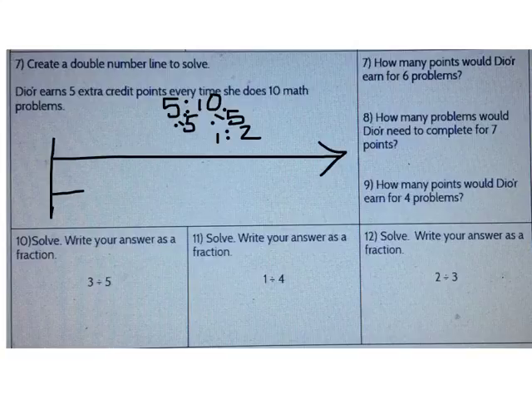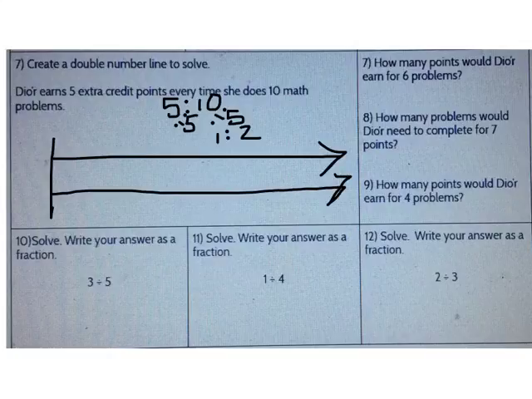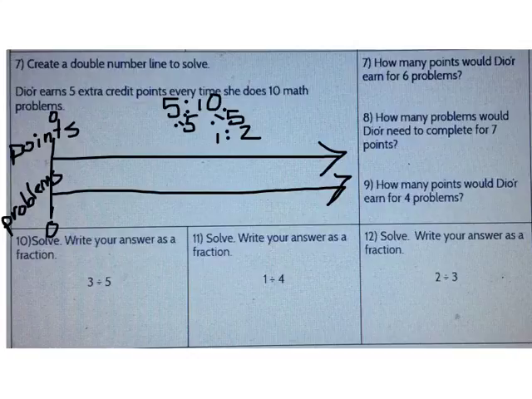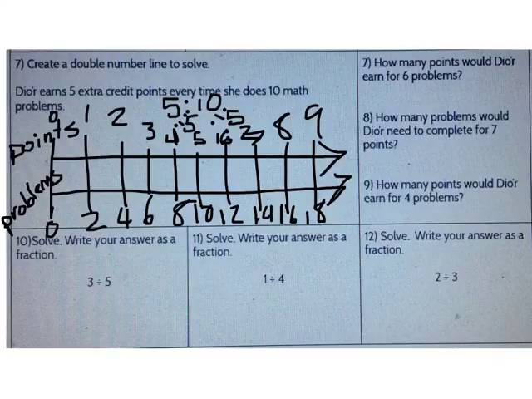Now you can draw a double number line to show that relationship. 1 point for 2 problems. Go ahead and draw a double number line now to help you solve that problem. Now that you've drawn your double number line, we can answer the questions. How many points would Dior earn for 6 problems? Dior would earn 3 points for 6 problems.